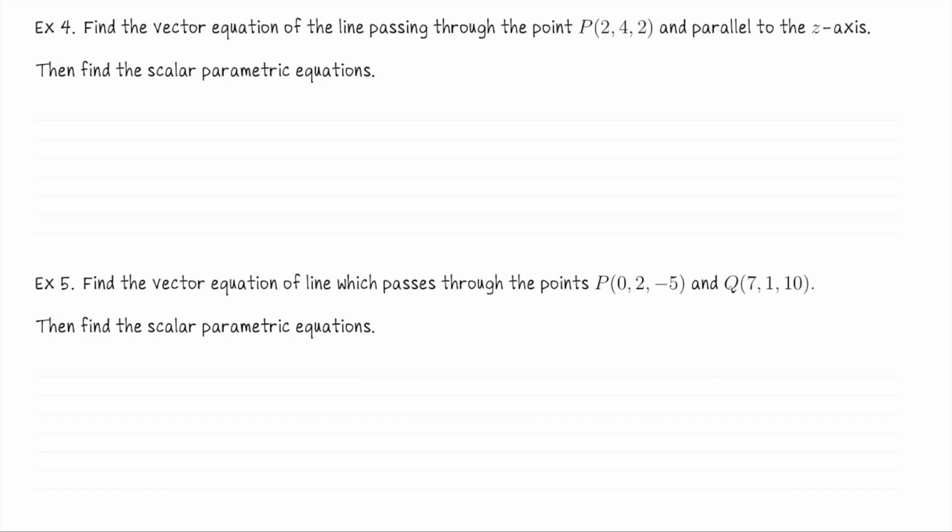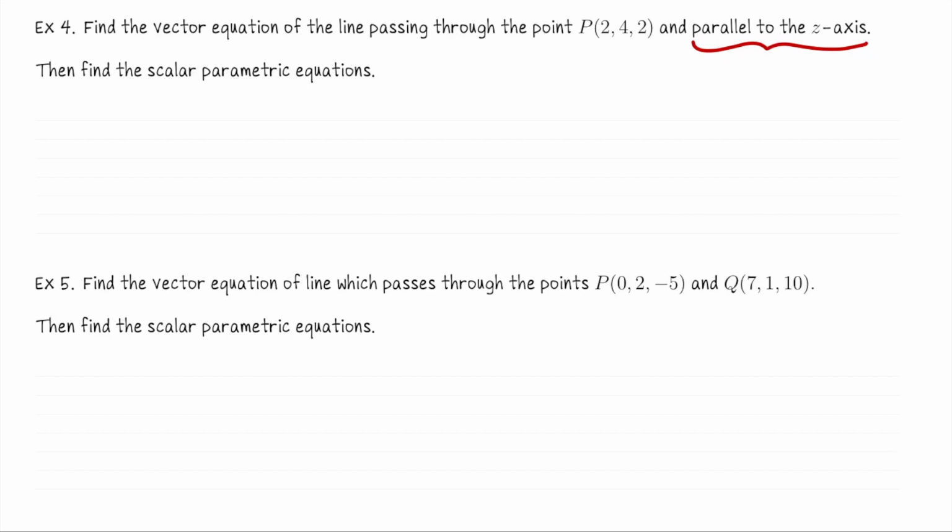Okay, starting with the first example. The phrase here we're most interested in is parallel to the z-axis. So we have our known point, and this is our sense of direction. So the question is, how do we describe this sense of direction with the direction vector?